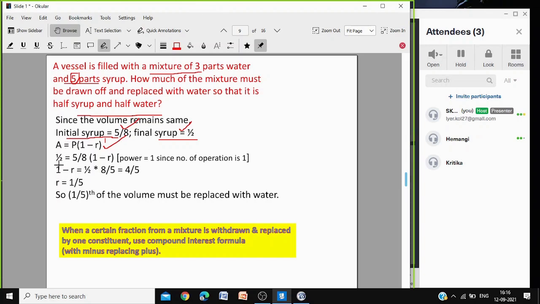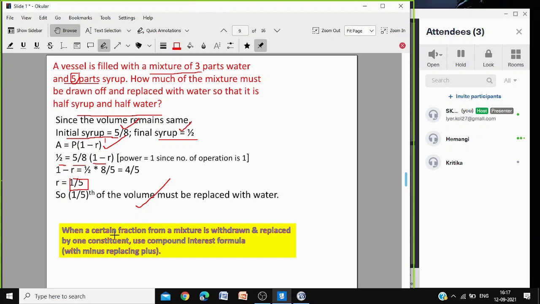So final amount half is equal to 5 by 8, which is the initial quantity or initial ratio, into 1 minus r. So solving it, you will get r equal to 1 by 5. So 1/5 of the volume must be taken out and replaced with water.